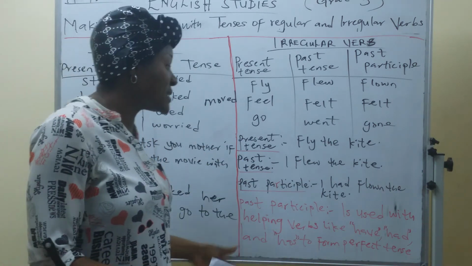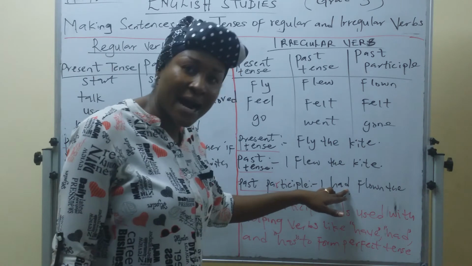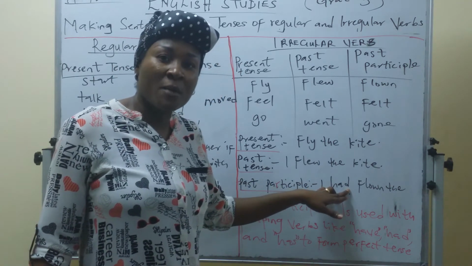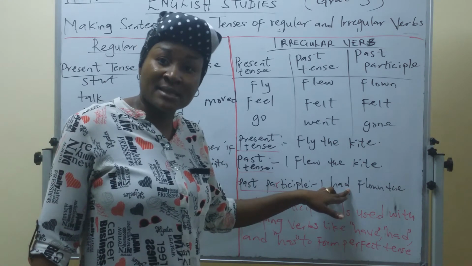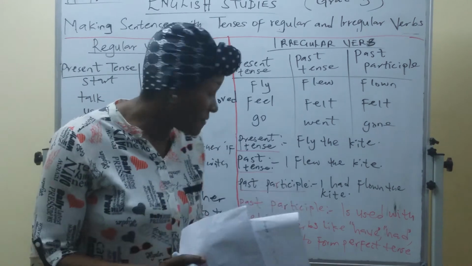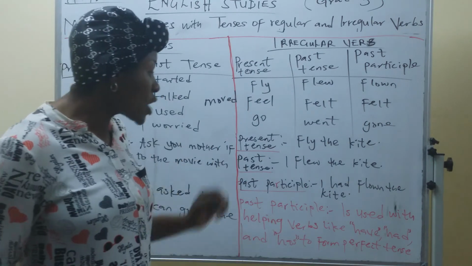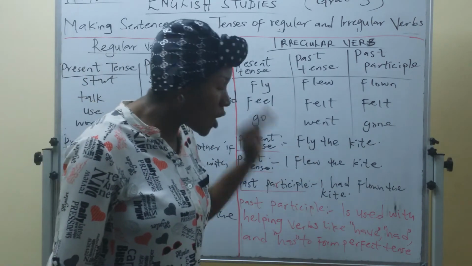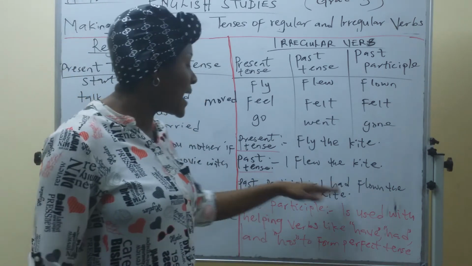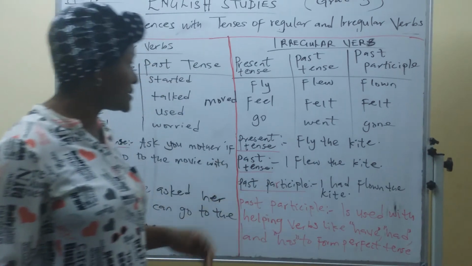And if you want to show that it is in the past, you use the verb had. Remember I told you about helping verbs. To form the perfect tense, you are going to use helping verbs like had, have, and has. I had flown the kite.